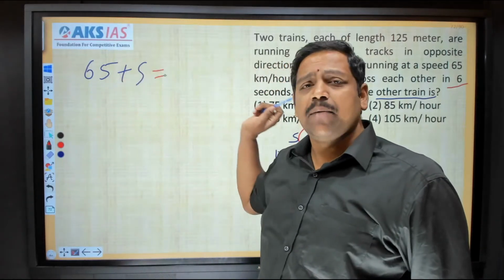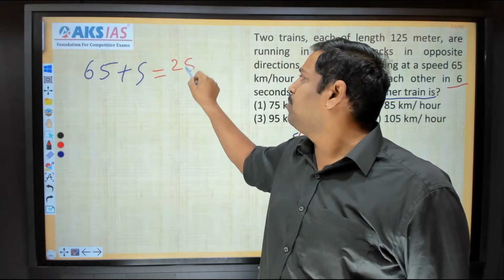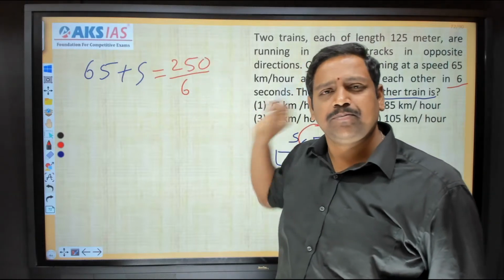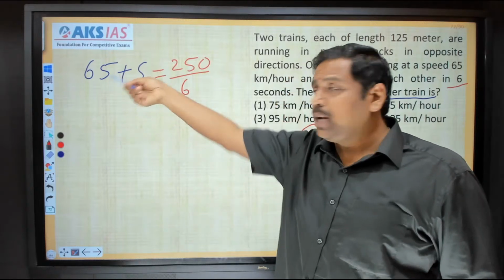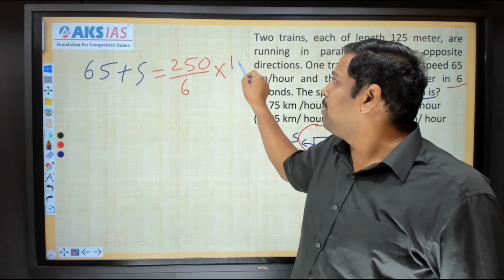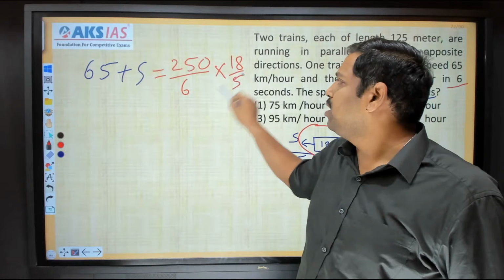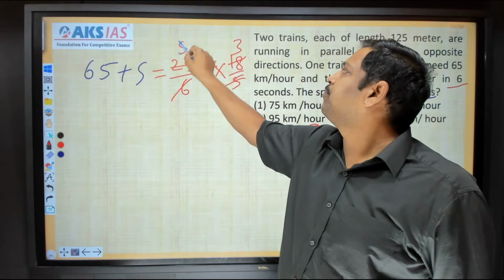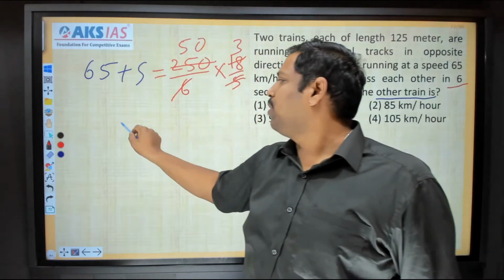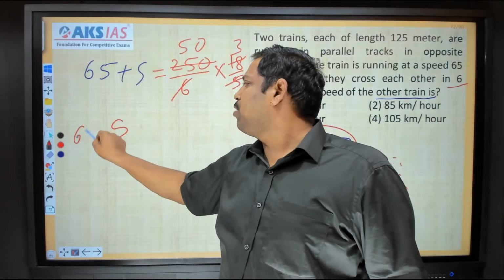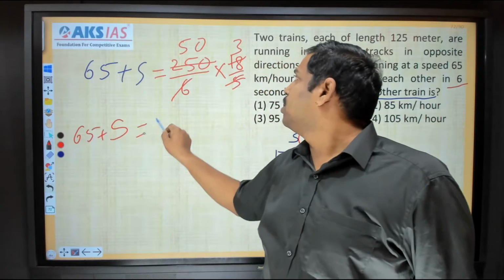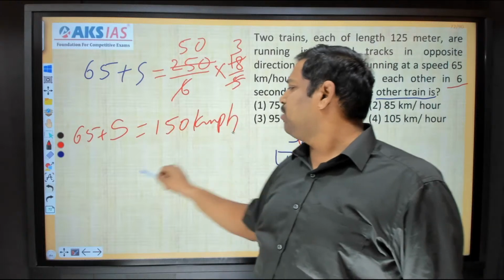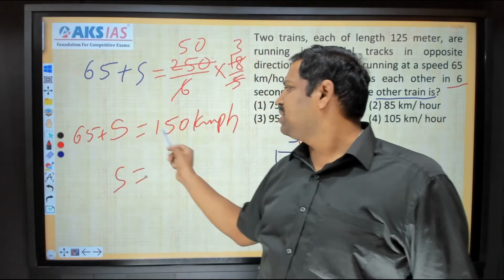So this speed, speed means distance by time. Distance is 250 meters, by time is 6 seconds, so it is meters per second. But it is kilometers per hour, so this should be converted into kilometers per hour by multiplying with 18 by 5. Then 6 ones and 6 threes, 5 ones, 5 50s. 50 into 3 is 150. So 65 plus S is equal to 150 kilometers per hour.